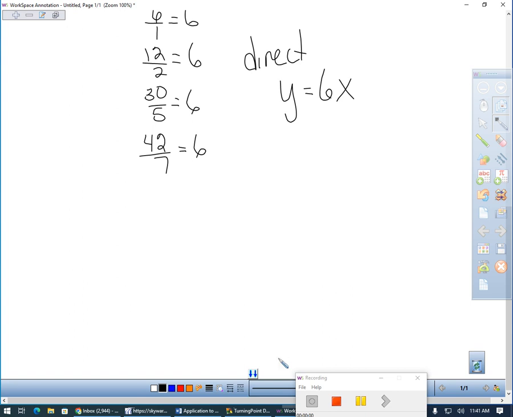Number 4 follows the exact same pattern. When we check to see if they multiply together, they do not. But when you take y and divide by x, they do. So this is a direct variation. And we get y equals 125x.